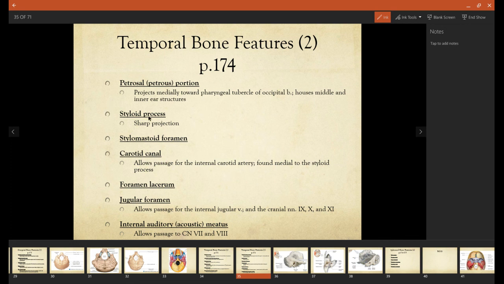We also have the styloid process, which is sometimes large depending on the skull, but it looks like a little pillar.